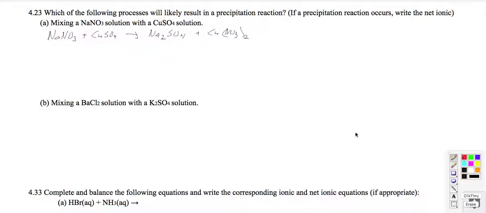This is going to be aqueous. This one's going to be aqueous. Alkali metals are always soluble. Nitrates are always soluble. Sulfates are usually soluble, unless they're with copper... Over here, sodium is an alkali metal. That's going to be soluble. We have nitrates over here, which is soluble too.